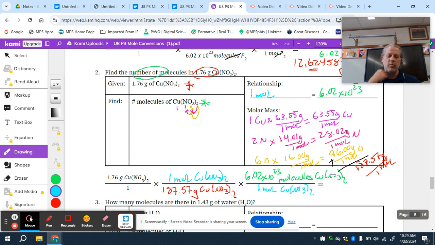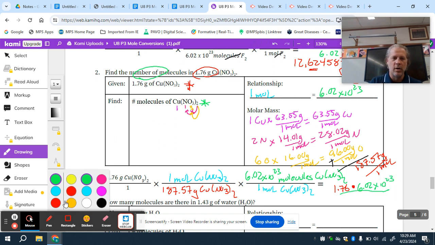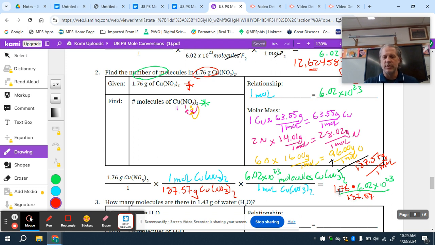And so now at this point, we're going to multiply straight across the top and straight across the bottom. And so when we do that, that kind of combines out to be 1.76 times 6.02 times 10 to the 23rd over the 187.57. So it looks like we're doing some multiplying across the top and then dividing.